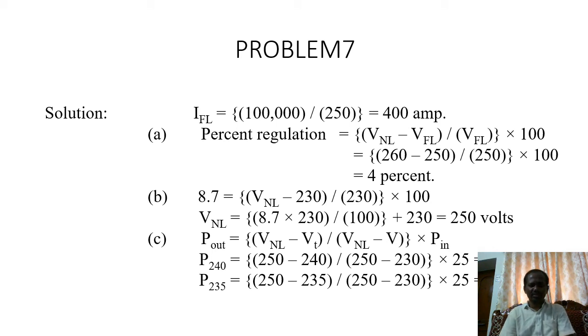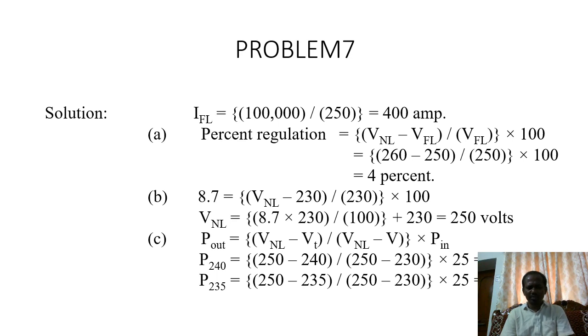So for the full load current, 100 kilowatt is given and the voltage is 250 volts, so current is 400 amperes. Percent regulation is (no load minus full load) by full load into 100. No load is 260, full load is 250, divided by 250 into 100, you will get 4% regulation. In the second problem, the regulation 8.7% is given. Then calculate the no load voltage: (VNL minus VFL) by VFL into 100 equals 8.7, with VFL 230. Your no load voltage comes out as about 250 volts.